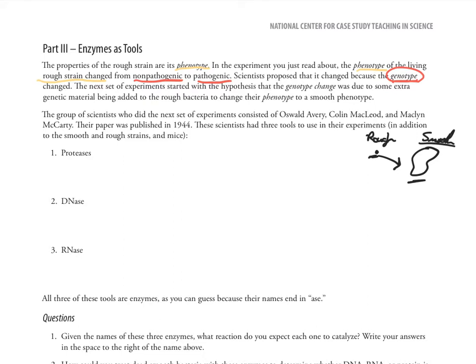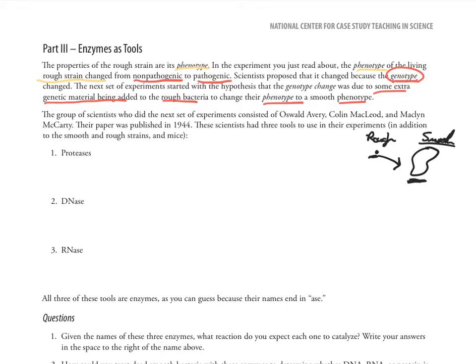So we've changed the rough strain colony. These are colonies, so there's more than one, probably millions, into a smooth strain colony with this genotype change. So something was added. Some extra genetic material was added to the rough strain that then changed the phenotype. So the genotype changed the phenotype. Again, hopefully you've done the Dragon Genetics already and understand these concepts, but if not, that's not that difficult to understand.